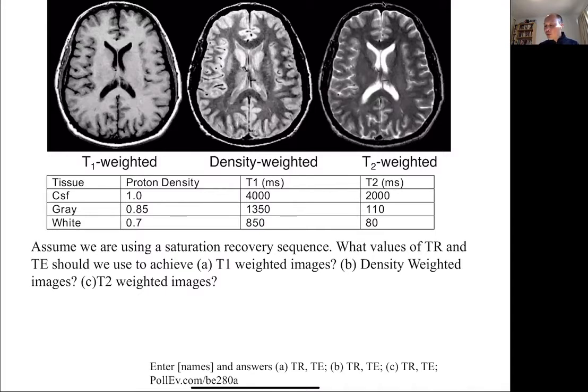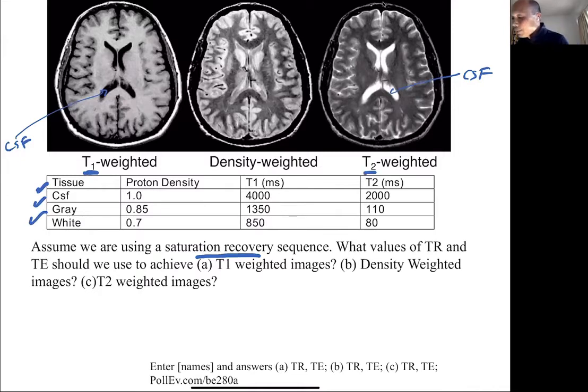So we assume we're using a saturation recovery sequence, and you are given 3 tissues: CSF, gray, and white. Just to tell you what is what, in this image, that's the CSF. The dark stuff here, and the bright stuff here, is CSF, the cerebrospinal fluid. It appears dark on a T1 weighted image and bright on a T2 weighted image.